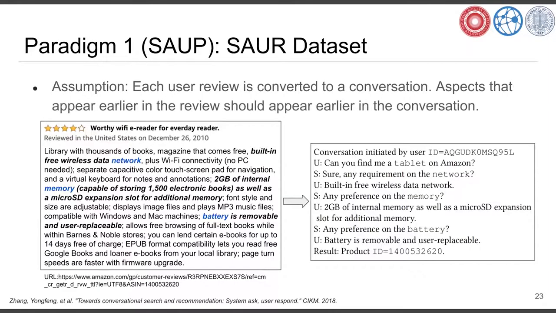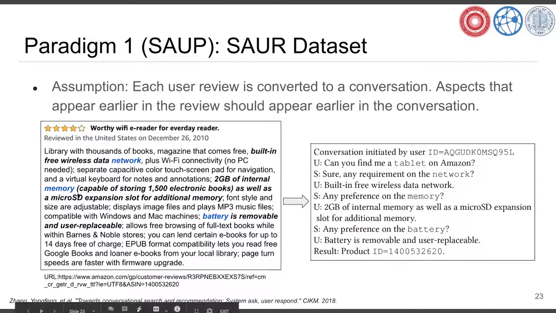So here I will give three examples, one for each paradigm. For example, in the first paradigm, SAUP, we have a typical data set called the SOUR data set. This is from the CIKM paper in 2018. In this data set, they made the assumption that each user review can be converted to a conversation. The aspects that appear earlier in the review should also appear earlier in the conversation. This is a strong assumption they made in this data set. As an example, it is shown below.